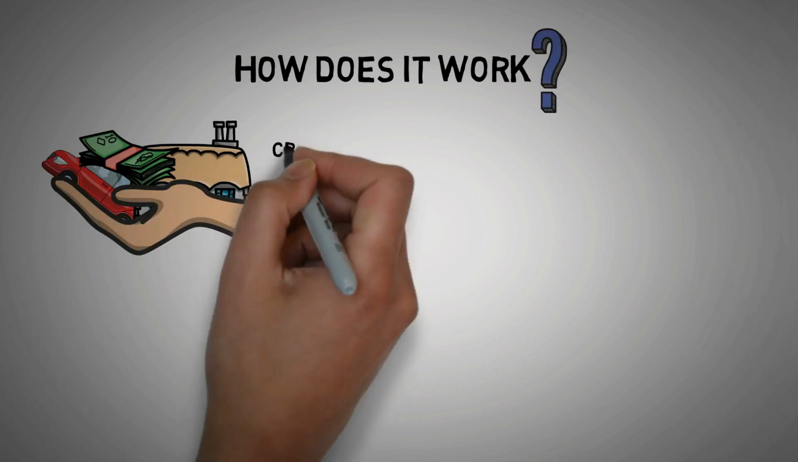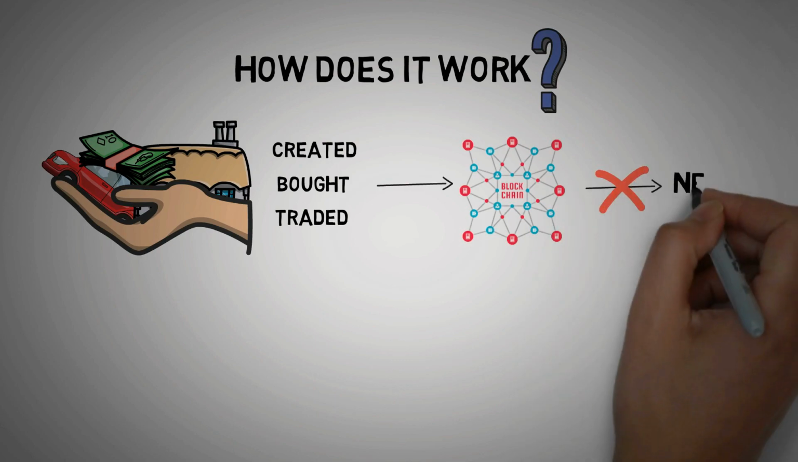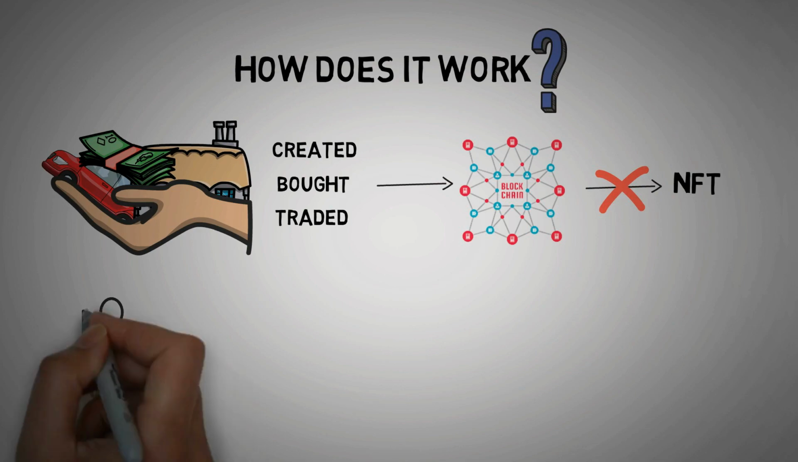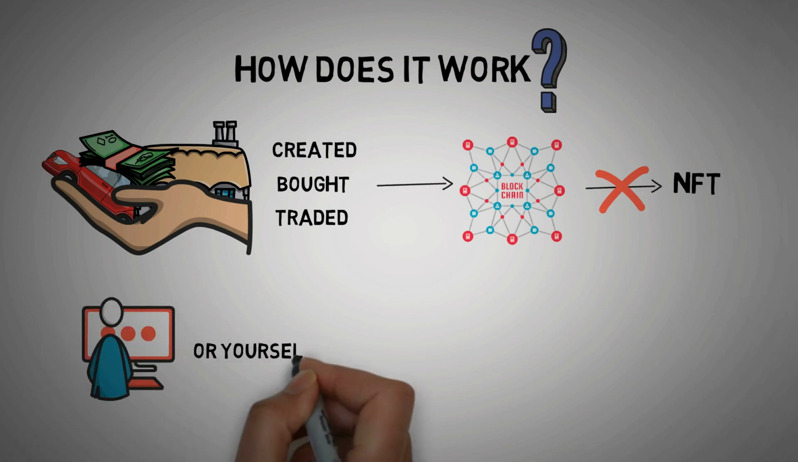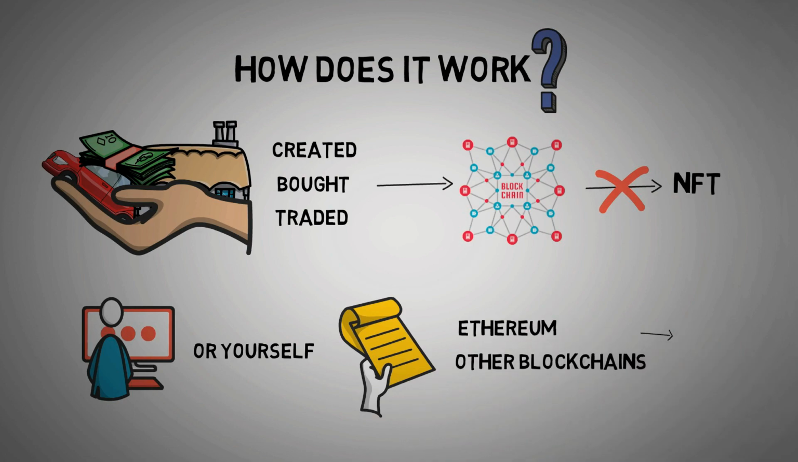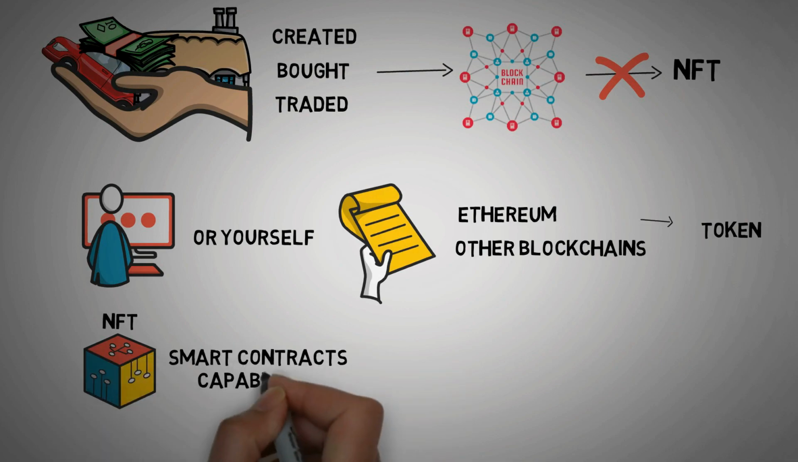NFT are assets that can be created, bought, and traded on a blockchain network. This means that NFT cannot exist outside of a blockchain ecosystem as they do not exist independently. You need to hire a developer or create one yourself using available smart contract templates from Ethereum or other blockchains to create your tokens. NFT are created on a blockchain network that has smart contracts capabilities.